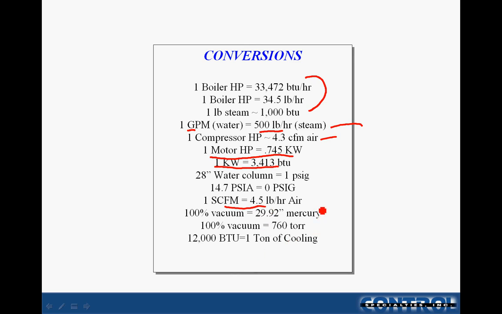And then these last two figures here are for vacuum measurements to convert from percentage of vacuum to mercury and also to torr. And then for cooling, 12,000 BTUs is equal to 1 ton of cooling. All handy pieces of information to allow you to maneuver through your system.